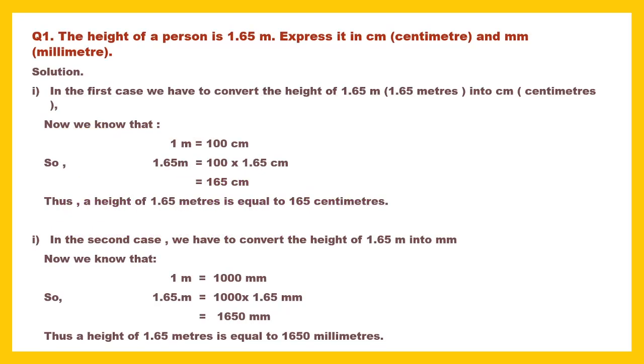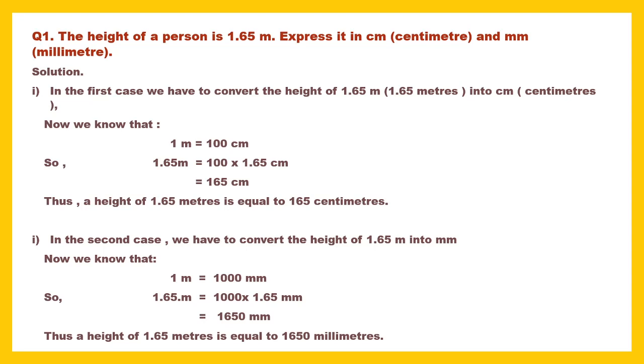So first numerical is: the height of a person is 1.65 meter, express it in centimeter and millimeter. In the first case we have to convert the meter into centimeter. By convention, we know that 1 meter is equal to 100 centimeter. So here 1.65 meter is given, that is multiplied by 100 in order to get the value in centimeter, which comes here as 165 centimeter. So the height of 1.65 meter is equal to 165 centimeters.